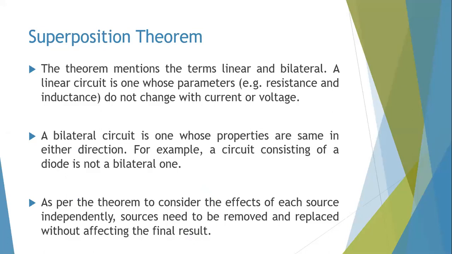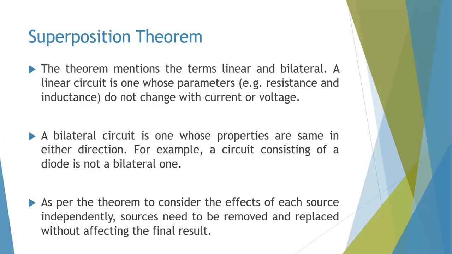Let's look at these two terms now. The theorem mentions two terms which we have to understand. The first one is linear. A linear circuit is one whose parameters do not change with current or voltage. For example, resistance, inductance, or capacitance don't change with current or voltage. If a circuit is producing a current of 1 ampere and your resistance is 1 ohm, then with 2 amperes the resistance still stays the same. It doesn't change. Same for inductance, same for capacitance.